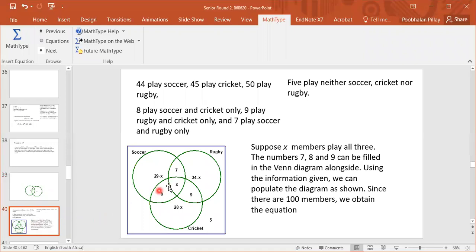Now the actual problem is you've got three things. You've got soccer, cricket, and rugby. So you've got three different sports. And for those three different sports, I have to draw three circles, as we see here in this diagram.